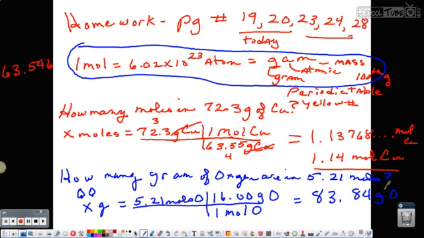grams of O. How many significant figures do I need? I have how many here? 3. How many do I have here? 4. So my answer should have 3. 83.8 grams of oxygen. Okay?